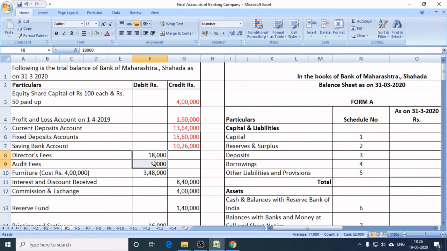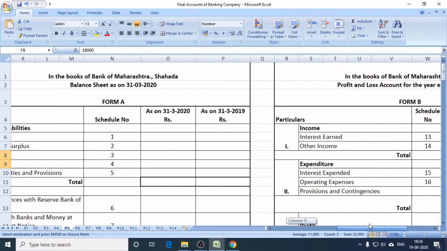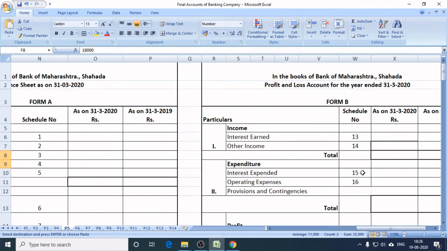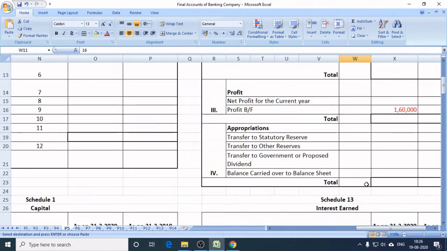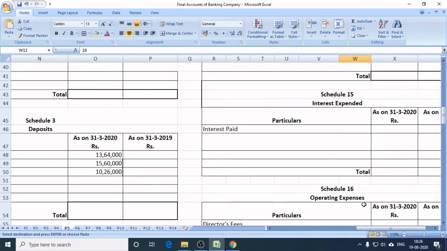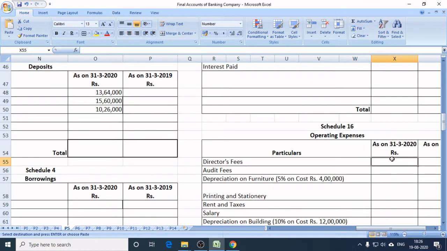The next is director fees and audit fees. Now these two ledgers have debit balances, and we all know that these are expenses of a bank. These are expenses which are not related to interest. These are expenses other than interest; interest related expenses we show under schedule number 15, and other expenses we show under schedule number 16 as per the format. So under operating expenses we will show director fees and audit fees.